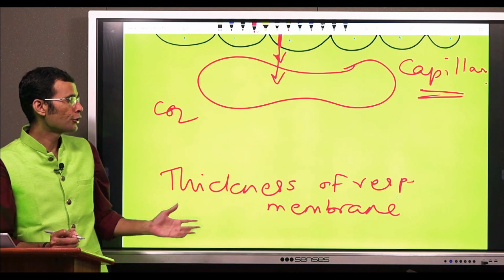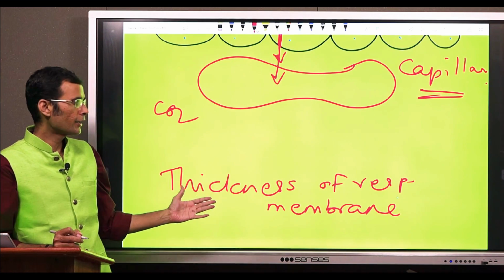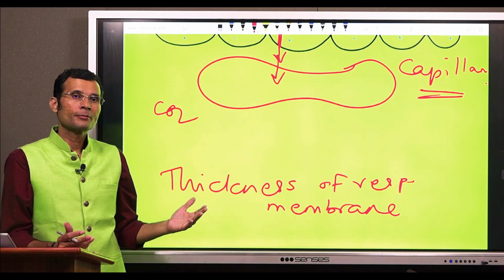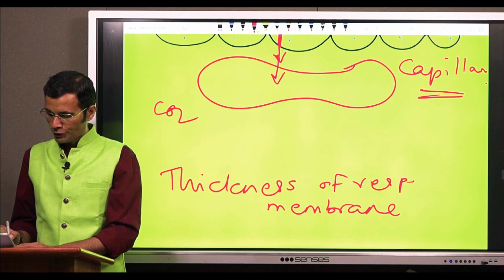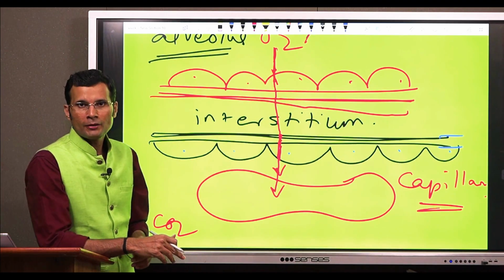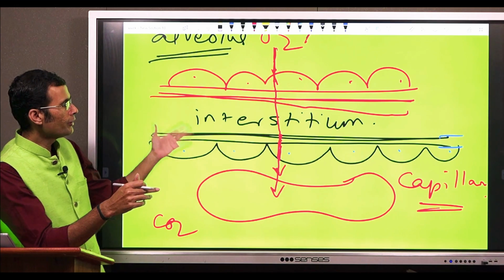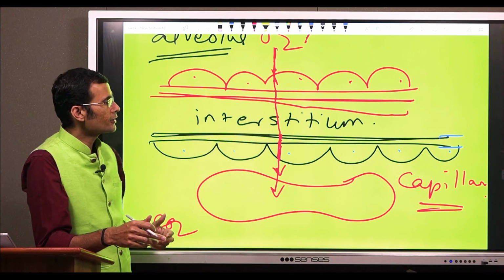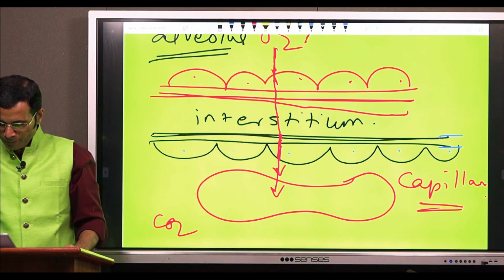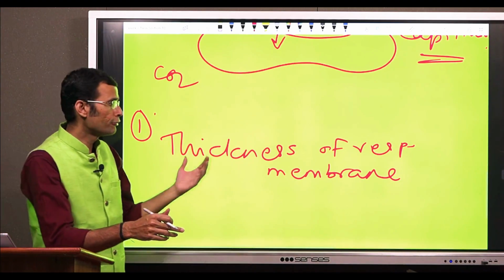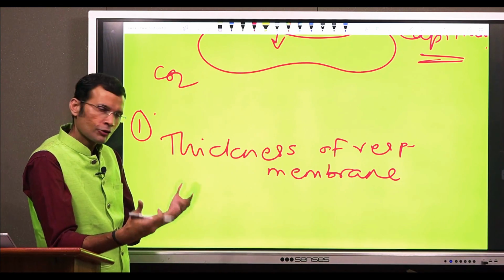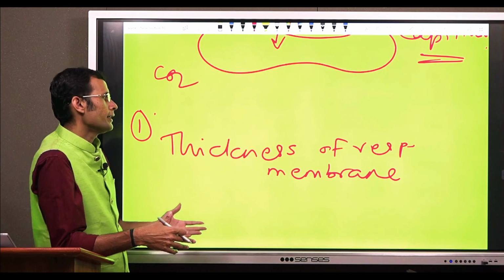The rate of diffusion is inversely proportional to the thickness of the membrane or diffusion distance. Greater the thickness, lesser will be the rate of diffusion. For instance, pulmonary edema, accumulation of fluid in, let's say, interstitial space will increase the thickness of this respiratory membrane, and therefore the rate of diffusion of oxygen and carbon dioxide will decrease.